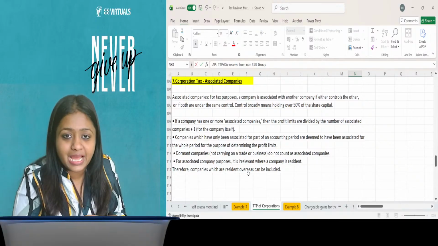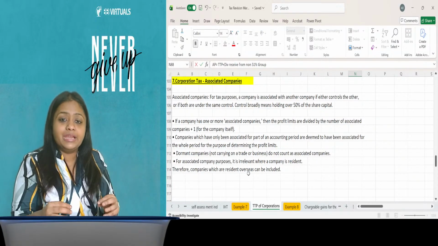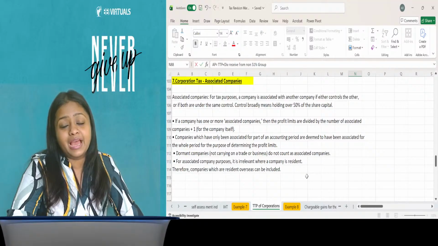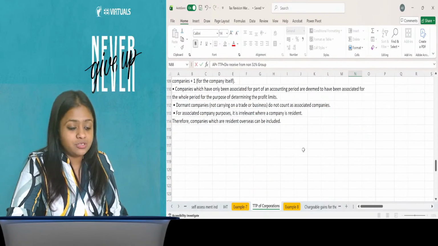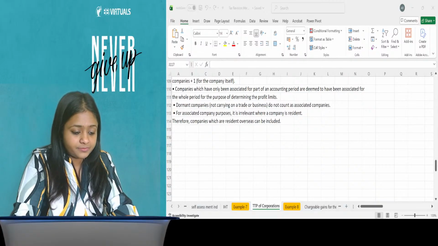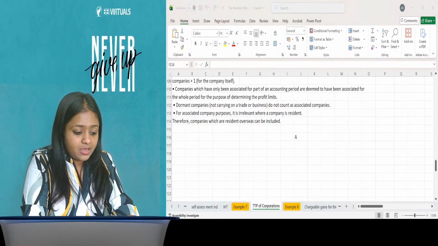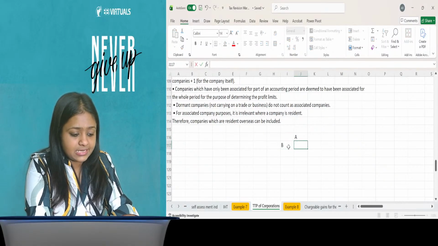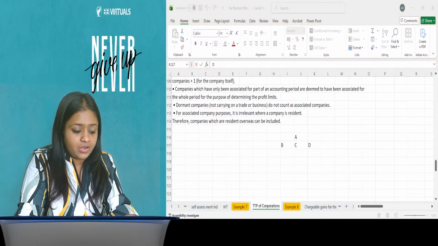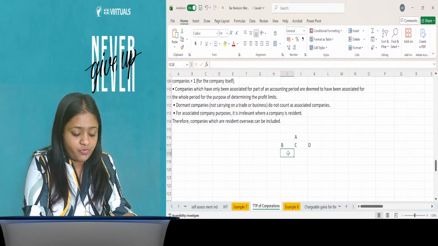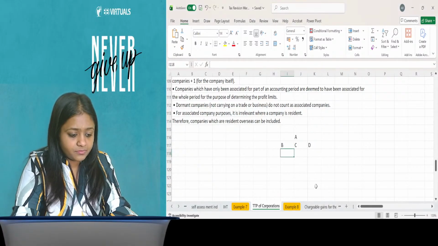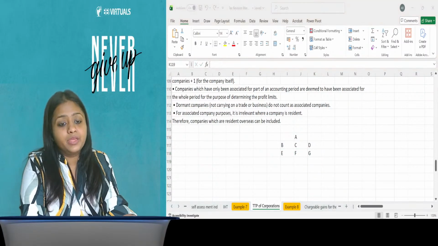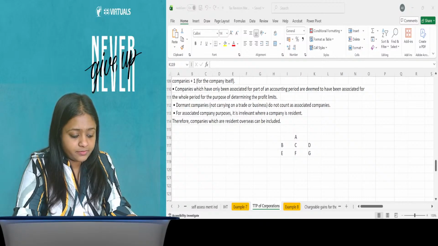Last point for corporation taxes is just understand that if an entity has associated companies, what are associated companies? The companies with which the entity has at least 50% of the relationship. So let's say there is an entity A, there is another entity B, another entity C, another entity D. Now this entity also has one more entity which is E. Here we have F, here we have G. Now let's see the percentage of holding.